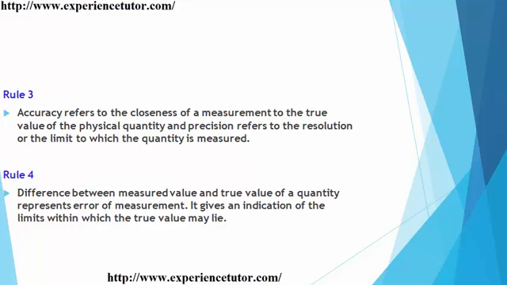Rule 3. Accuracy refers to the closeness of a measurement to the true value of the physical quantity, and precision refers to the resolution or the limit to which the quantity is measured. Rule 4. The difference between the measured value and the true value of a quantity represents the error of measurement. It gives an indication of the limit within which the true value may lie.